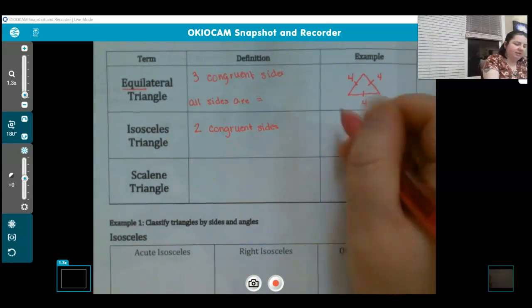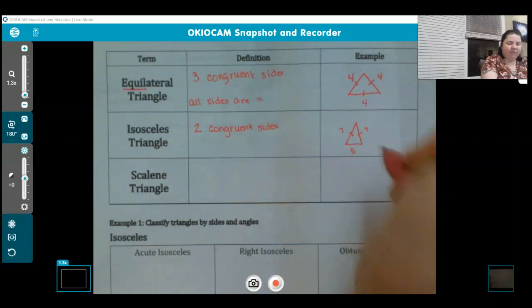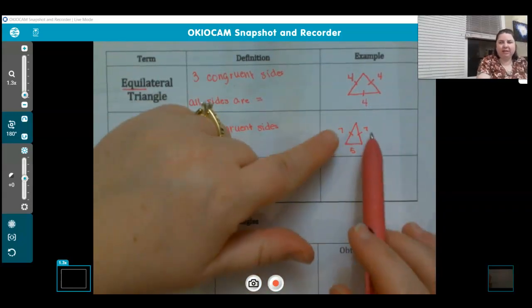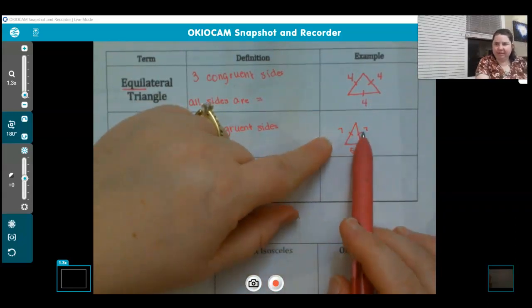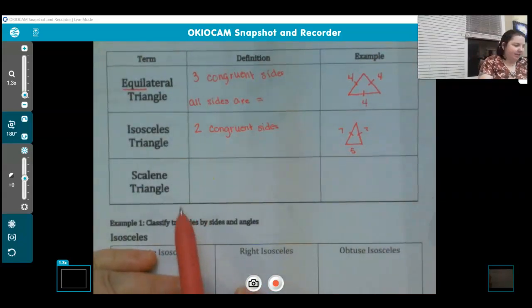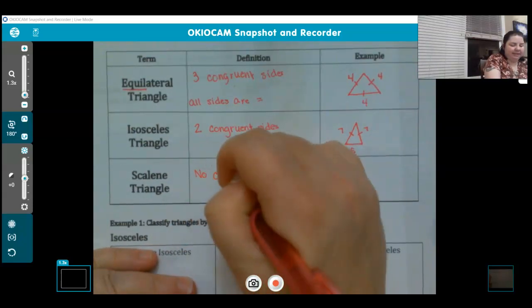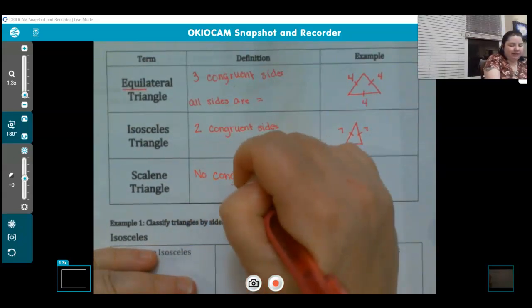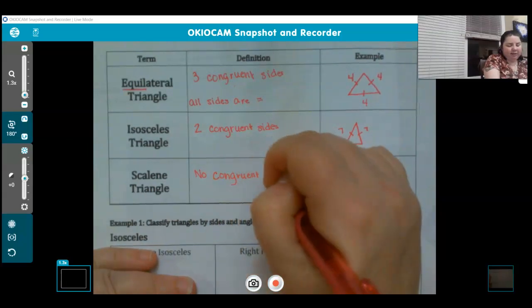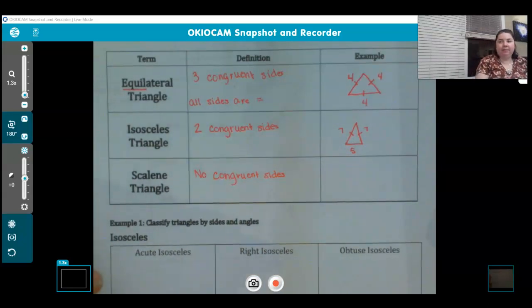I could put numbers to this. I could say that this is 7, 7, and 5. Again, I have 2 sides with the same measurement. That is an isosceles triangle. Our last kind of triangle is our scalene triangle. This bad boy has no congruent sides. And again, I don't have a fun way to remember the word scalene. If you guys can think of one, maybe you'll become a famous mathematician.